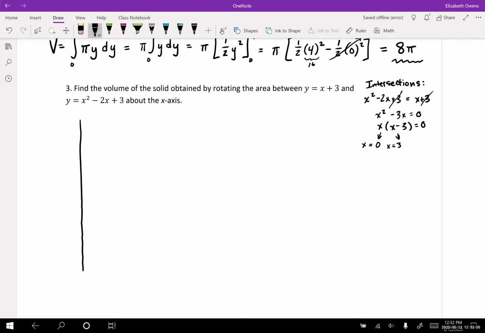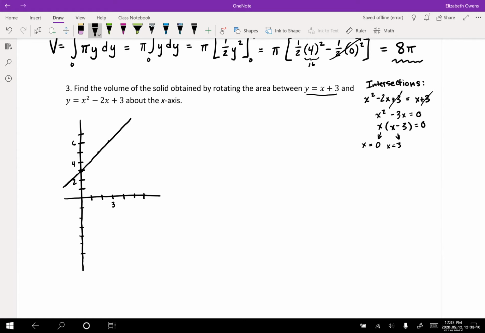All right, just making all my little tick marks there. There's 3. So our first curve is y equals x plus 3. That's a line, intercept of 3, slope of 1.